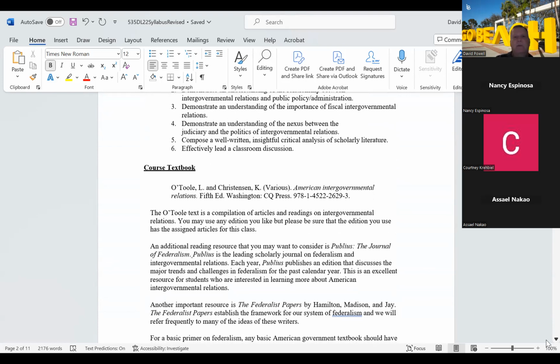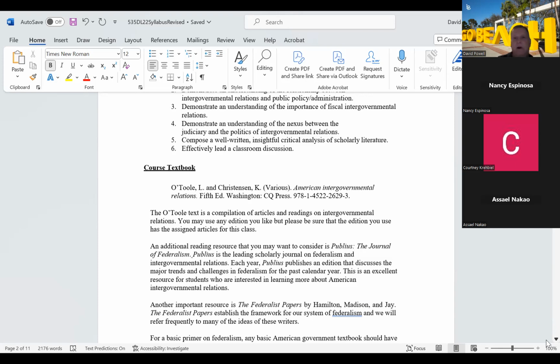Our textbook is American Intergovernmental Relations by O'Toole and Christensen. It's a compilation of different articles in the field of American intergovernmental relations. And so when you are selecting your articles, either to do critiques on or to lead a discussion on, you'll be able to select articles from the O'Toole textbook, but you'll also be able to select articles from the Canvas site as well. And you'll see on the Canvas site, I've added some additional readings. I think we have like 6 or 7 additional articles, because some of the articles in the O'Toole textbook are the kind of classic articles in intergovernmental relations, which means that some of them can be a little bit dated.